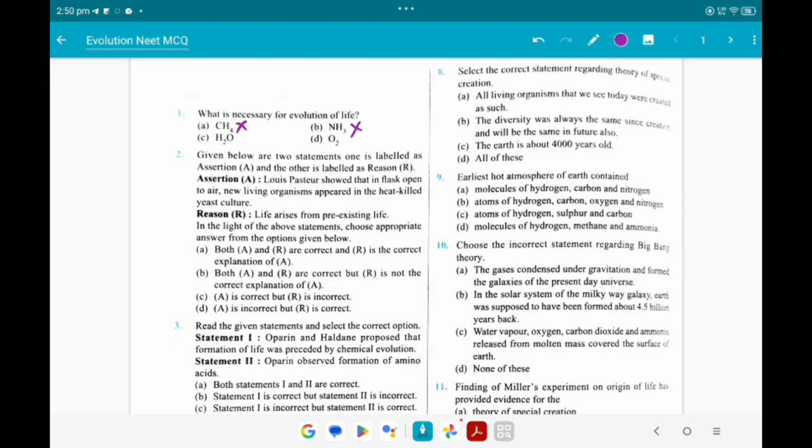And now what will be the option from these two, H2O and O2? In case of O2, we should recall the anaerobic organisms also. These are the organisms that can survive without oxygen. So our answer should be H2O, that is option C.